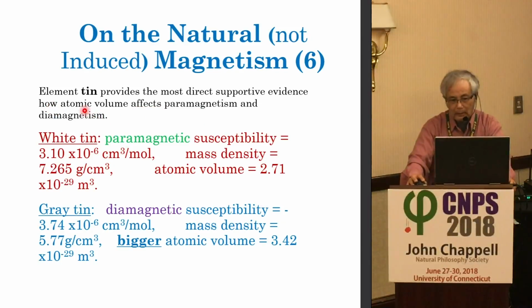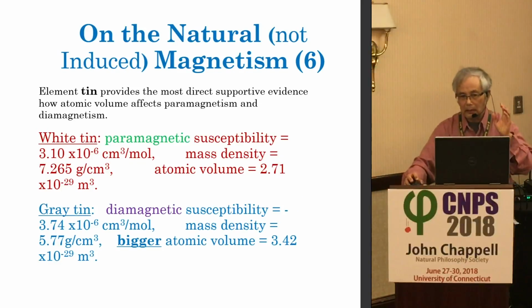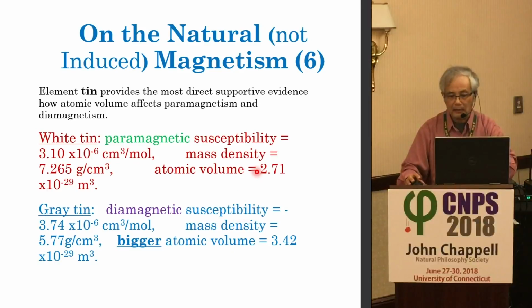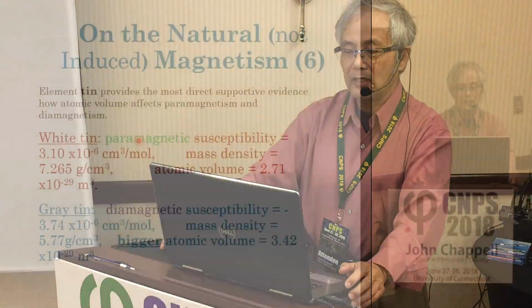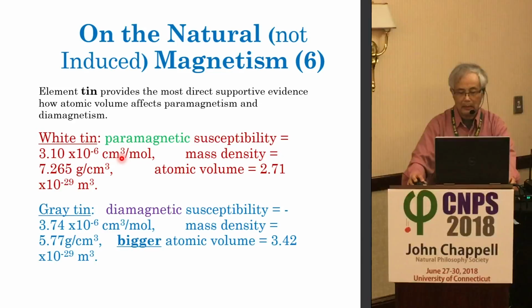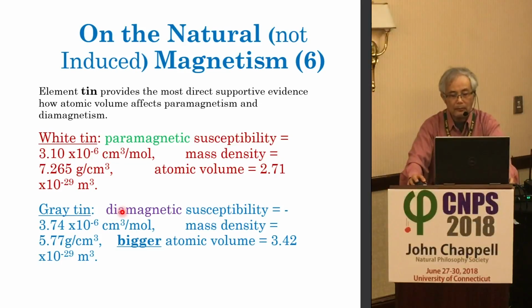The element tin provides us the most supportive evidence that atomic size affects the magnetic property of an element. White tin has a smaller atomic volume, so it is paramagnetic. But gray tin has a bigger atomic volume, and it becomes a diamagnetic material.